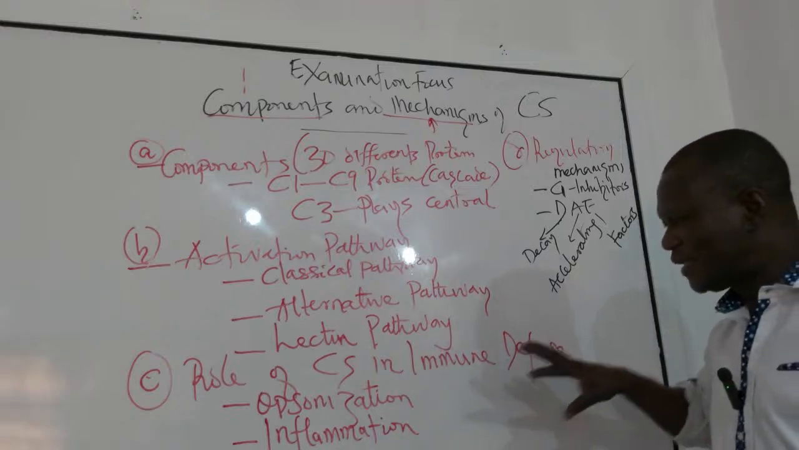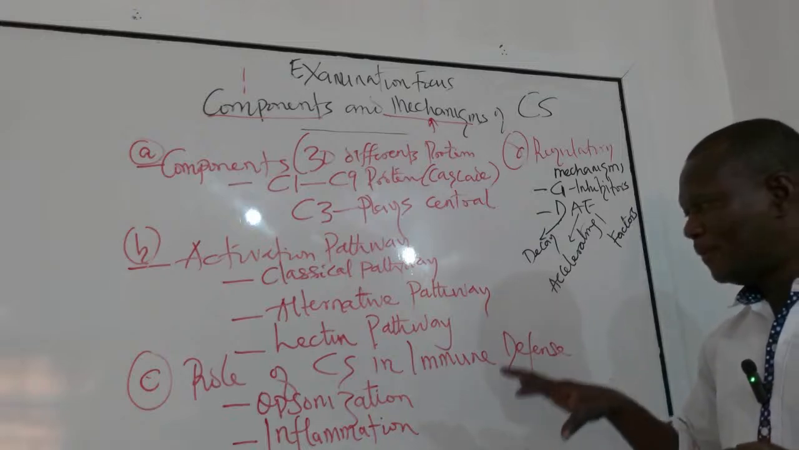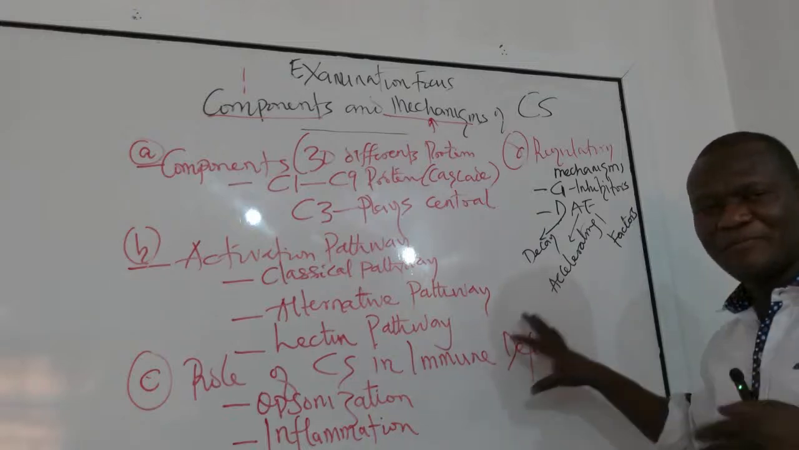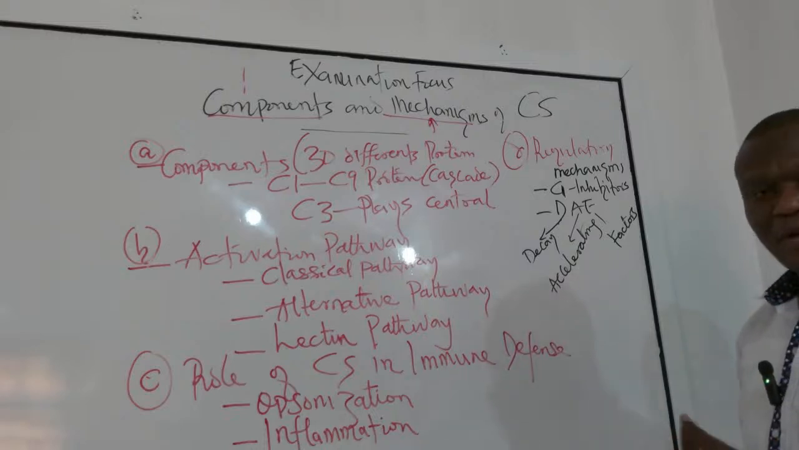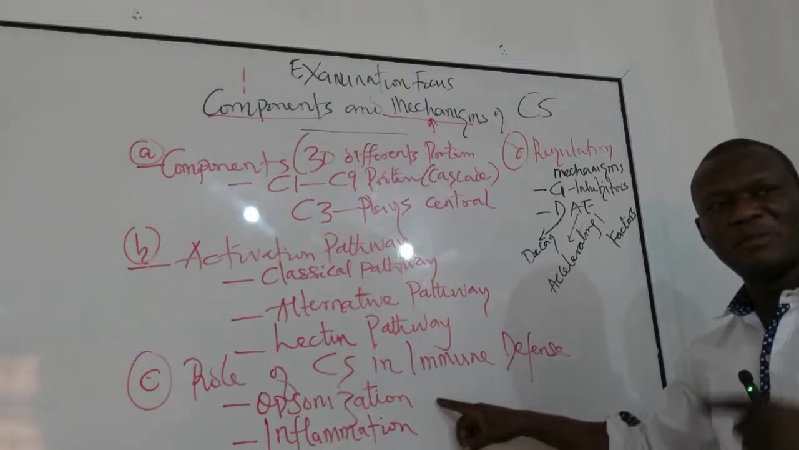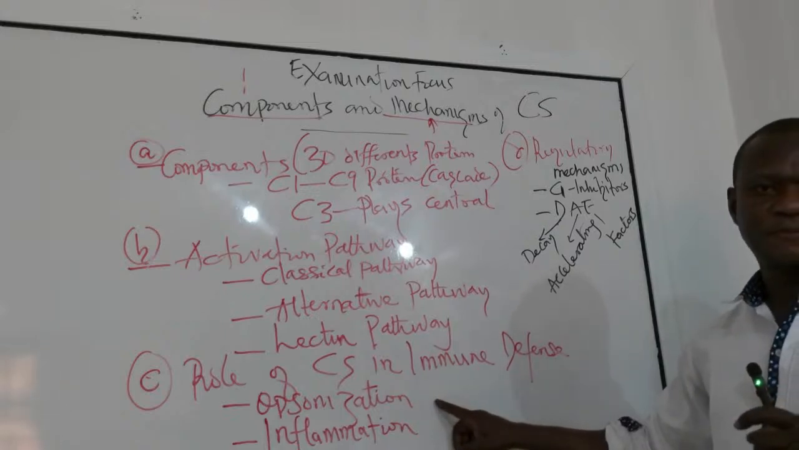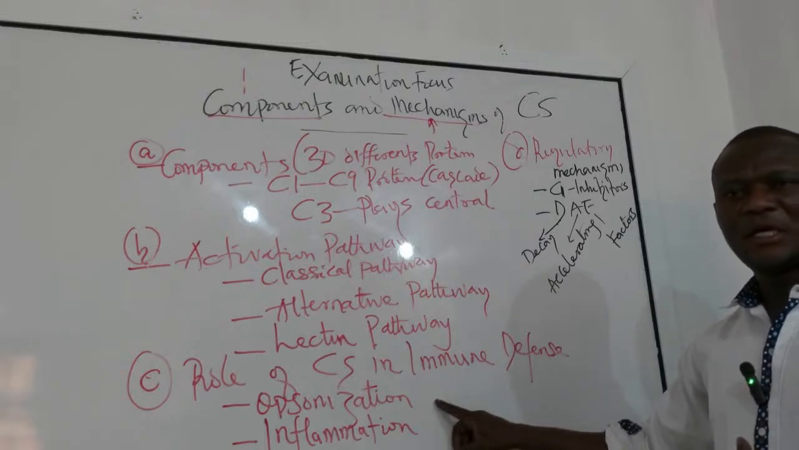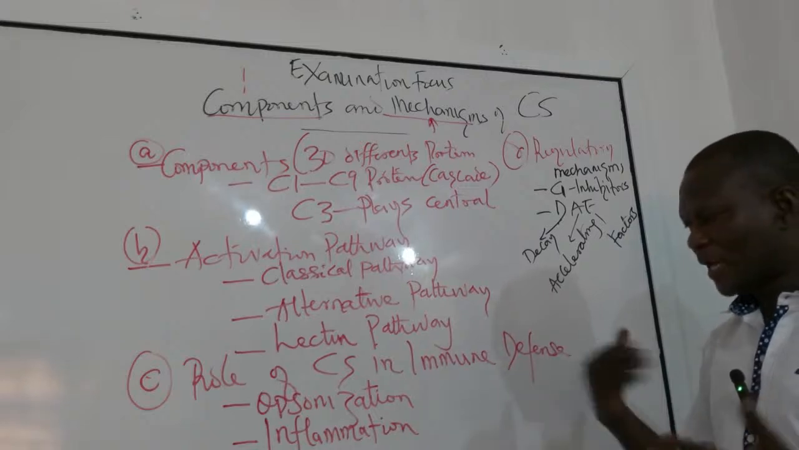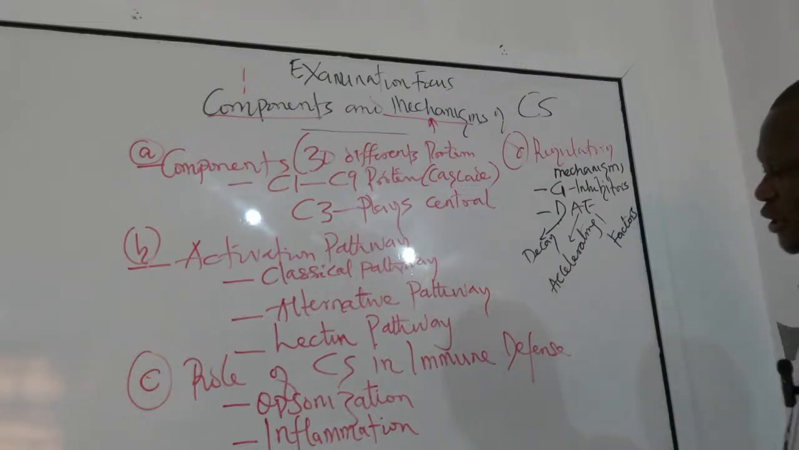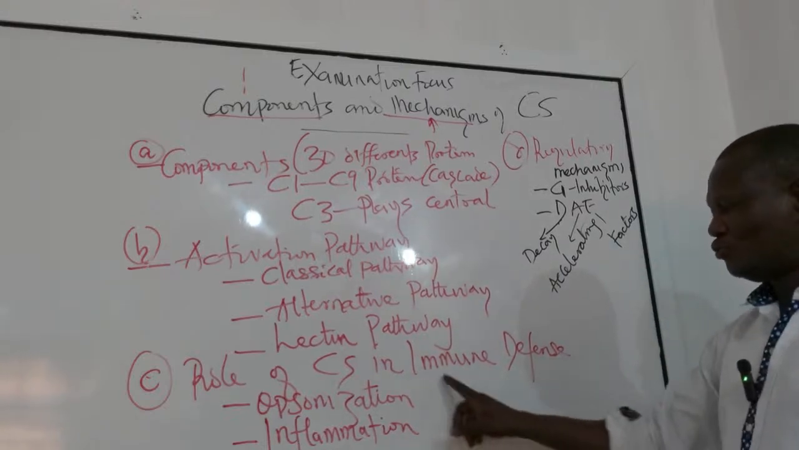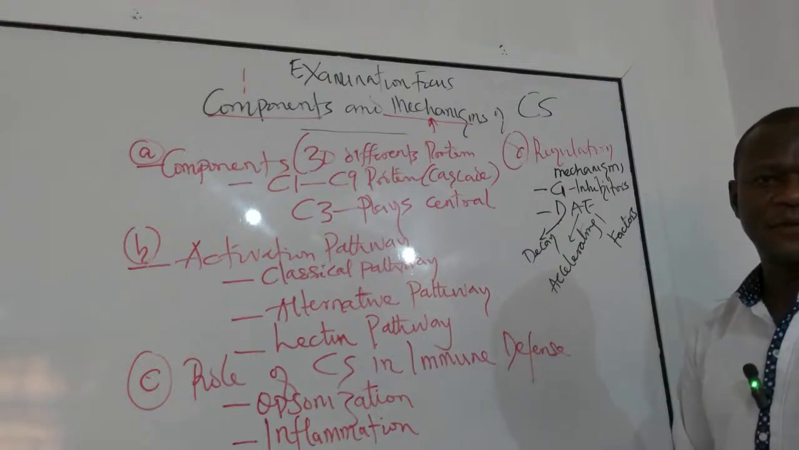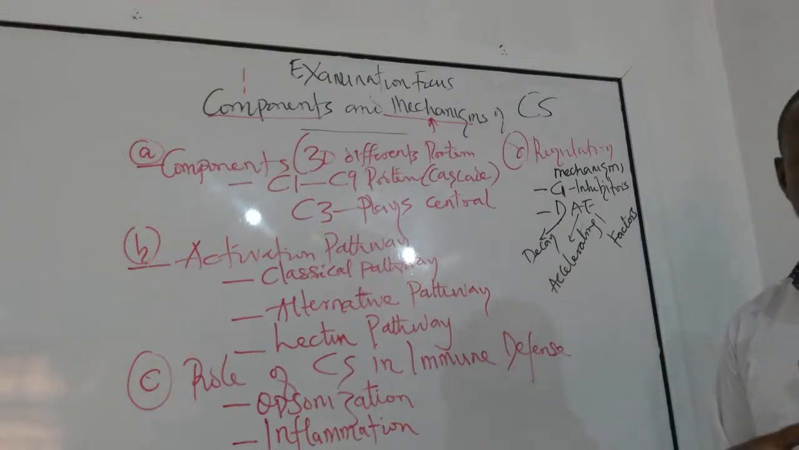Then you also need to emphasize the roles of the complement system in immune protection. When you are looking at that, you should not forget to mention what is called opsonization. How does opsonization take place? What is the main essence of opsonization? Then you also need to talk about inflammation, the role played by inflammation. And under this inflammation, you should be able to mention some of the specific proteins that are involved in the opsonization and the inflammation process.